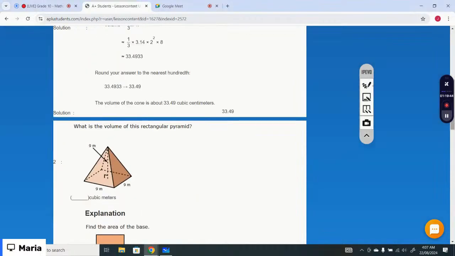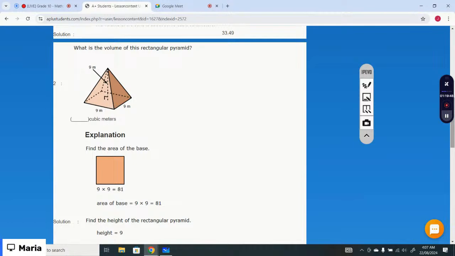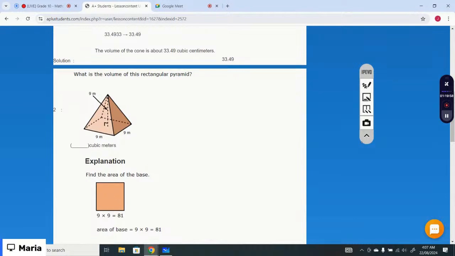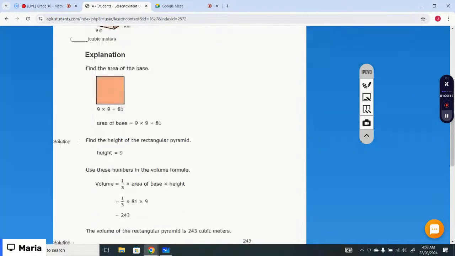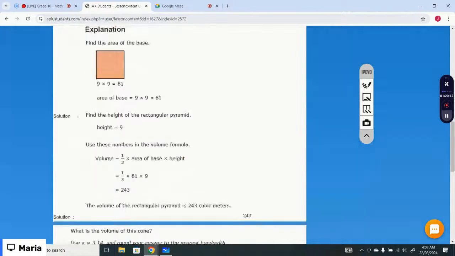The next one is, what is the volume of this rectangular pyramid? You have to calculate the volume of the rectangular pyramid. So you have to find the area of the base first, right? Because the base is a rectangle, the area of the base is 9 times 9, that is 81. Then you have to calculate the volume, that is V equals 1/3 area of base times height. You have to use the formula now, that is 1/3 area of base times height. So you have to do 81 times 9.